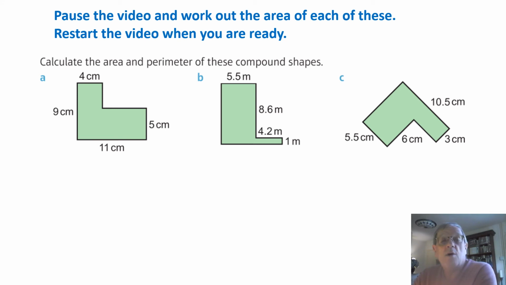So, here are 3 for you to have a go at. Pause the video, work out the area of each. Only the area, not the perimeter this time. Sorry, my error. Area and perimeter, sorry.